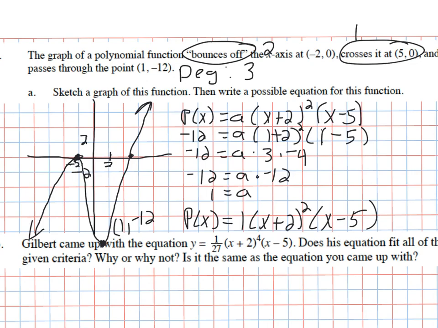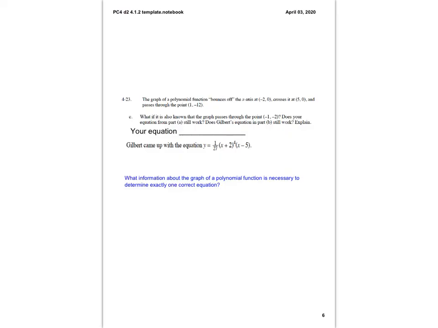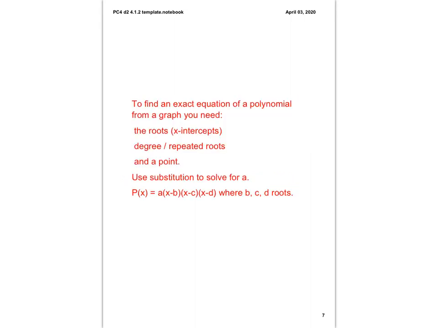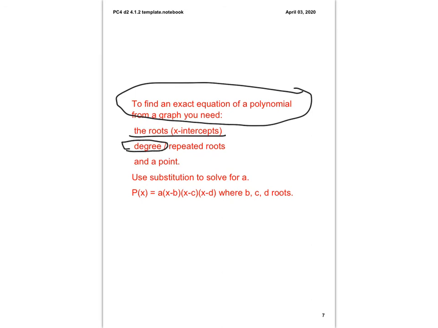Alright, due to the length of this, I think we're going to cut this lesson a little bit short. What you need to take away from this is that to find the exact equation of a polynomial from a graph, you need the roots, or your x-intercepts. You need the degree of the polynomial and the degree of those repeated roots. And lastly, you need a point so that you can uniquely determine the polynomial, or to determine the a value.